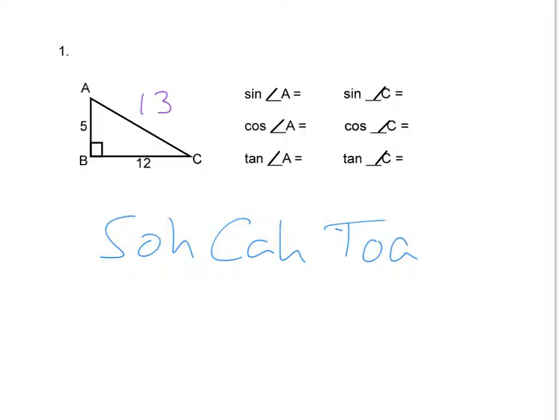Our cosine of angle C is, cosine is adjacent over hypotenuse, so that's the adjacent leg, which is 12, over 13. So you're going to write 12 over 13 right here. And our tangent of angle C, here's angle C, is going to be the opposite leg, 5, over the adjacent leg, 12, so that's opposite over adjacent for tangent, is 5 over 12, and you're going to write that right here.